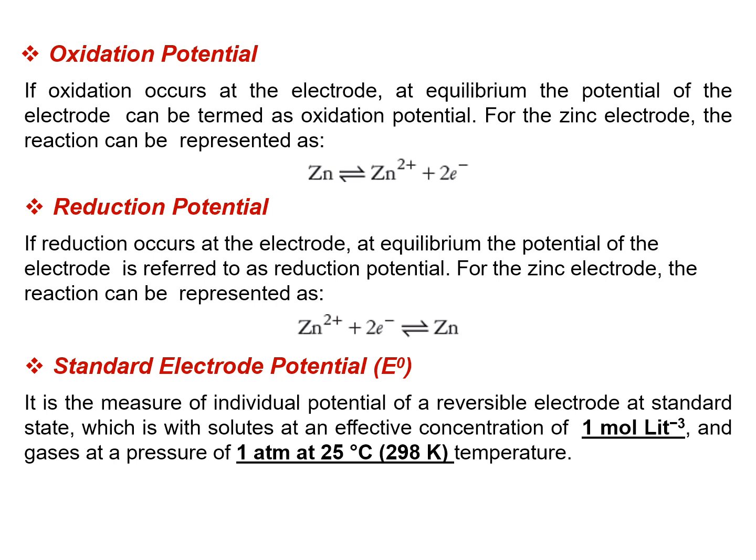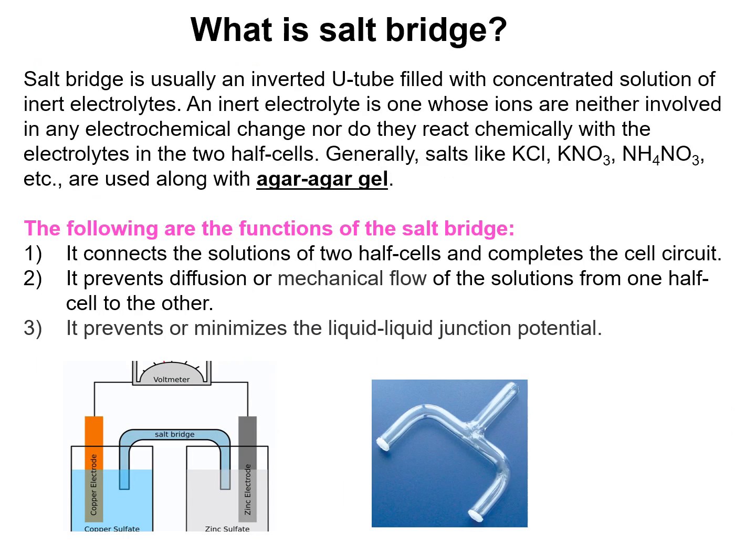Now, what is the standard electrode potential? Standard electrode potential, written as E0, is the potential of an electrode under standard conditions. The usual standard conditions are one molar concentration of ions, 1 atmosphere pressure for gases, at 298 Kelvin or 25 degrees centigrade.